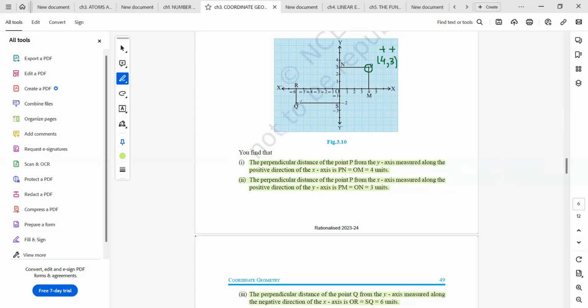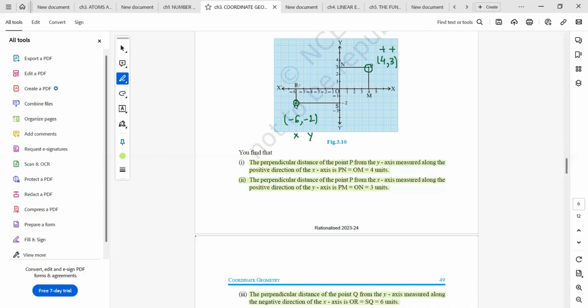And if you want to find out the coordinates for Q, can you give me the coordinates for point Q? Point Q coordinates will be -6, -2. Yes, -6, -2, because first we need to write down the x coordinate always. First coordinate is x and second is y, either positive or negative, but first write down x.